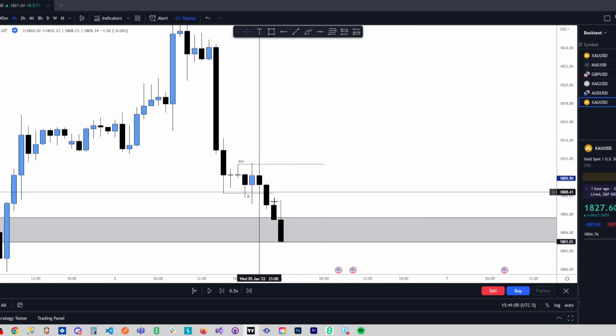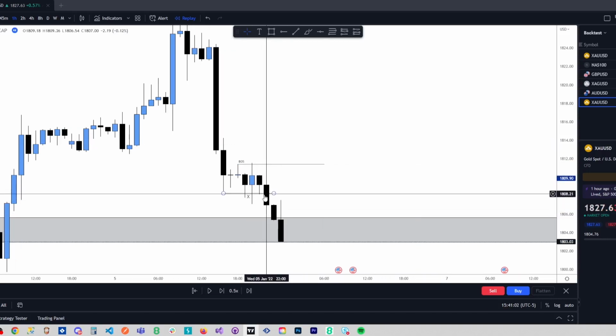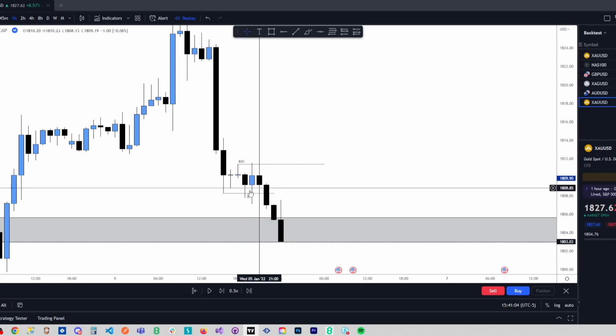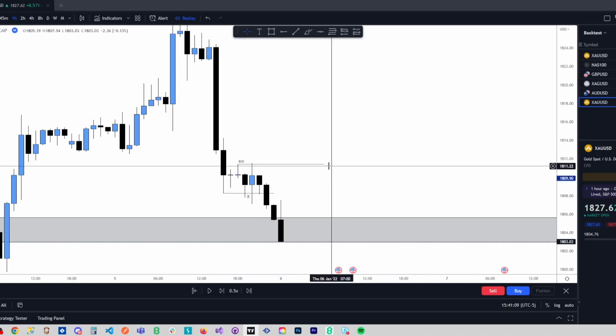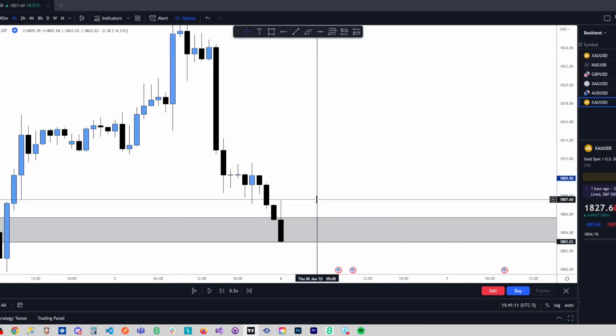Nope. Trade got invalidated. Why? Because this candle closed below this liquidity. If this would have done the same thing, wicked, and then this candle would have closed above, I would have entered the trade. But this trade got invalidated, so no longer interested.